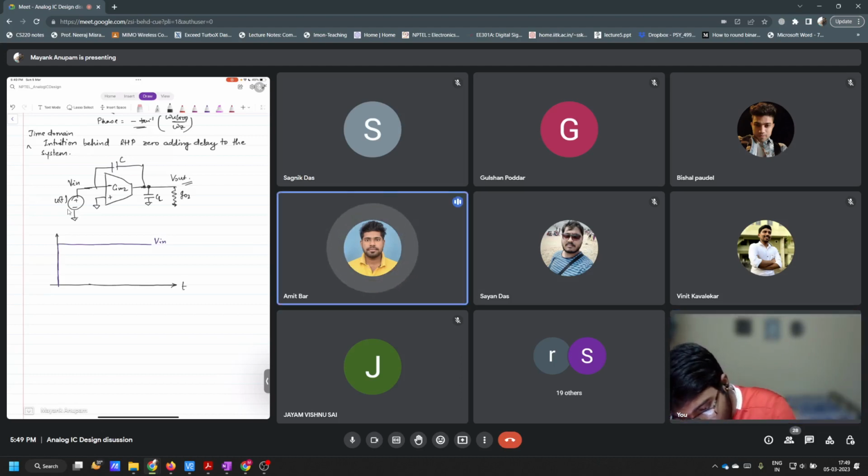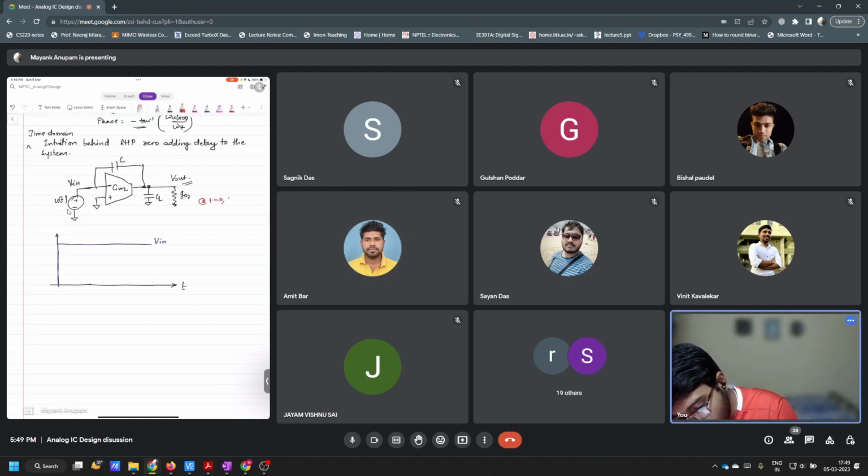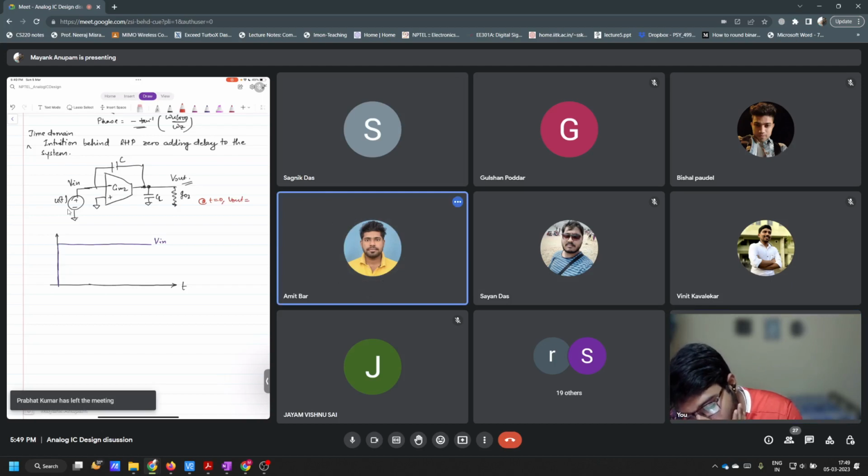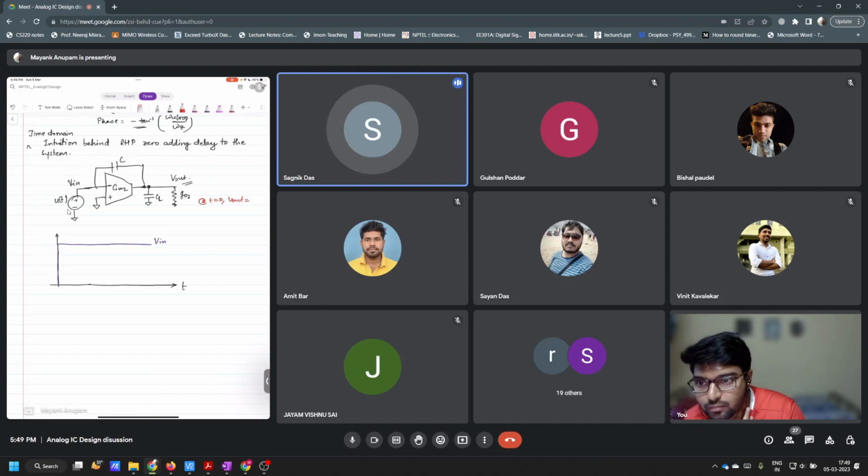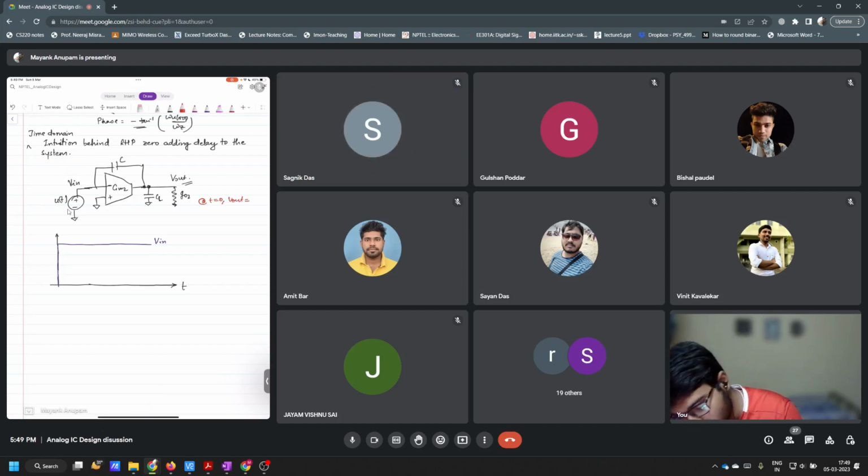The output will be V in by 2, like half of the V in at t equal to 0. V out should be what? Sir, V in by 2. How come? No, it should be C into V in divided by C plus CL. Correct?